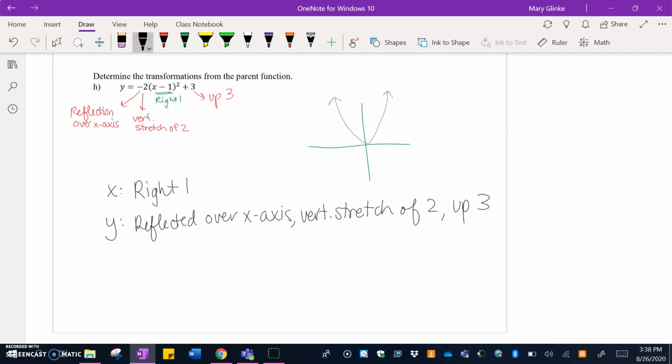If you're someone who's moving this around in your head, that's the order you do it in. Whatever's with the x first, then whatever is being multiplied out in front, the a value, and then the plus k, the up and down, goes last. So we're going to move everything right 1, flip it over, stretch it, and move it up. Visually, it should look something like this.